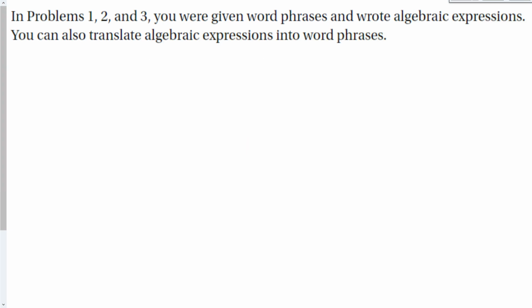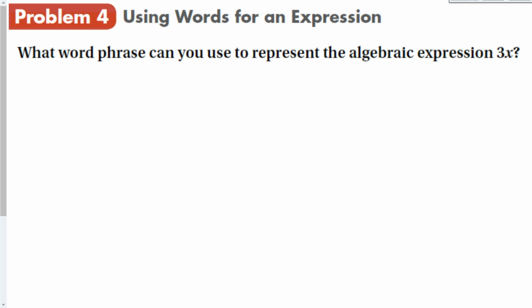Okay, so in problems 1, 2, and 3, we were given word phrases and we wrote algebraic expressions. We can do this the other way. We can go backwards. So we can translate algebraic expressions into words. So problem 4 is using words for an expression. What word phrase can you use to represent the algebraic expression? 3x. Okay, so what's happening there is it's going to be 3 times a number x. That's one way to do it.